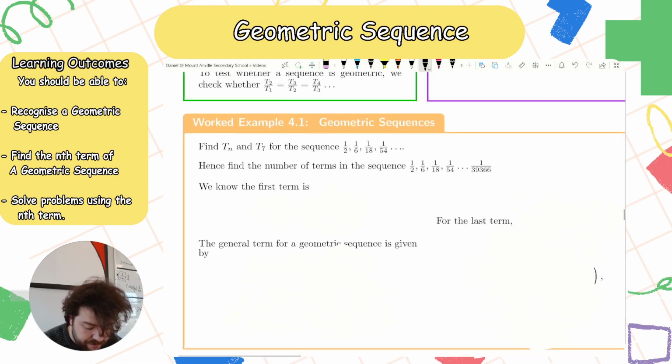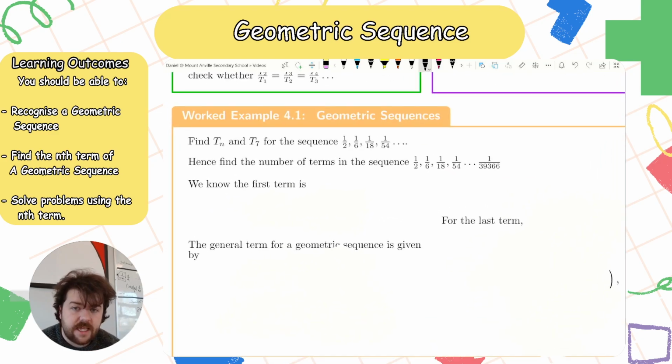Let's have a look here. Find the nth term and T7 for the sequence 1/2, 1/6, 1/18, 1/54. Hence, find the number of terms in the sequence 1/2, 1/6, 1/18, 1/54, and so on, up to 1 over 39366. So we know the first term a is equal to a half.